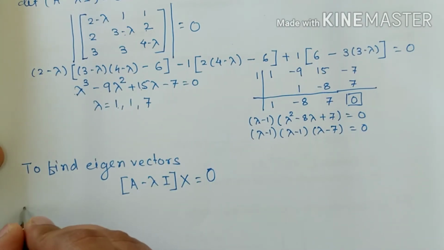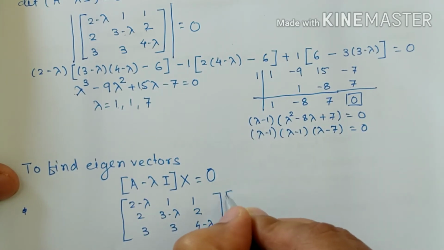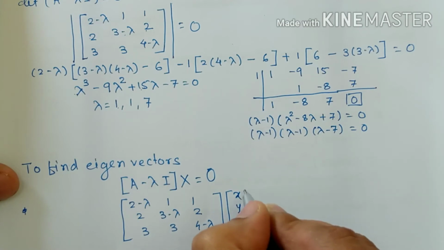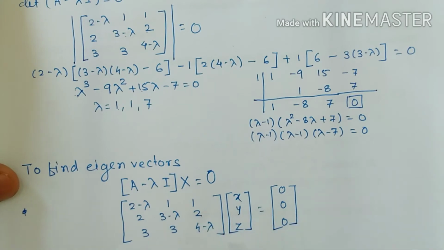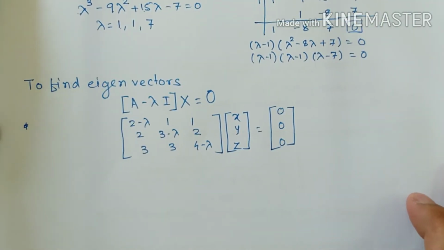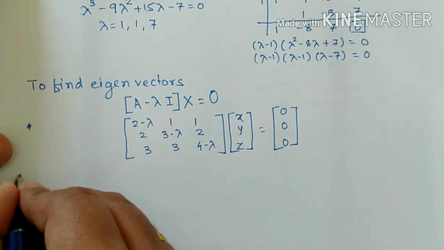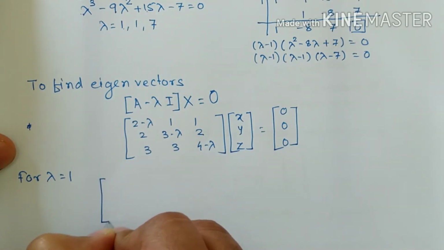Therefore A minus lambda I is [2 minus lambda, 1, 1; 2, 3 minus lambda, 2; 3, 3, 4 minus lambda] into [x, y, z] equal to [0, 0, 0]. So this is a system of homogeneous equations. Now we substitute one of the eigenvalues. Here I am going to substitute lambda equal to 1. Since 1 is an eigenvalue which repeats twice, first we will go for lambda equal to 1.